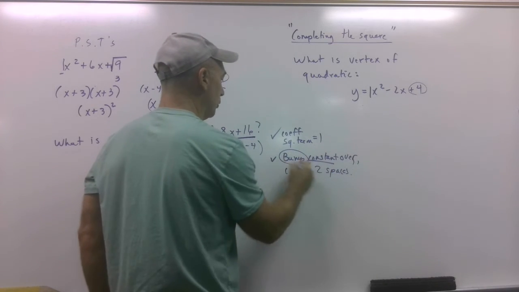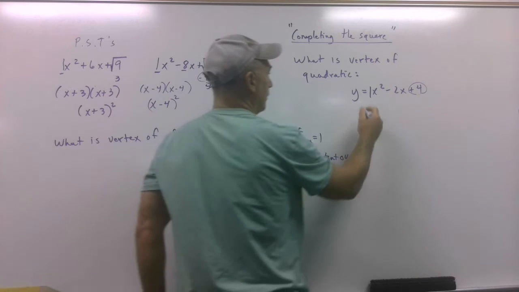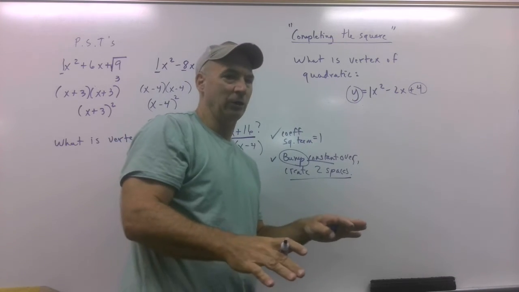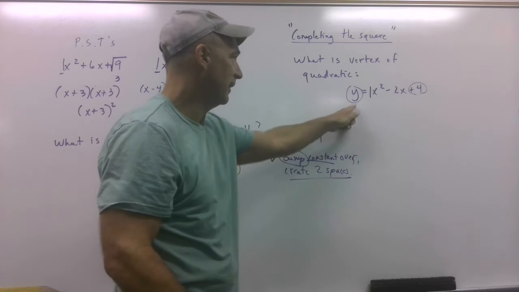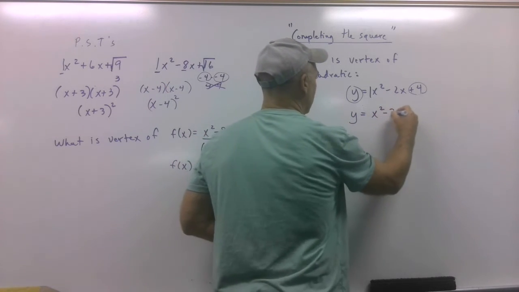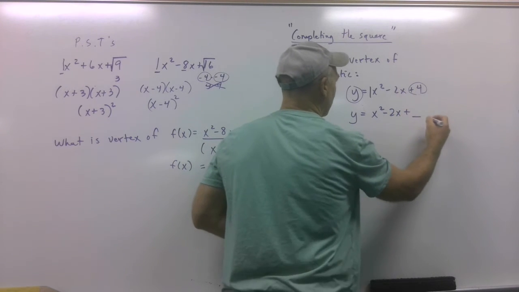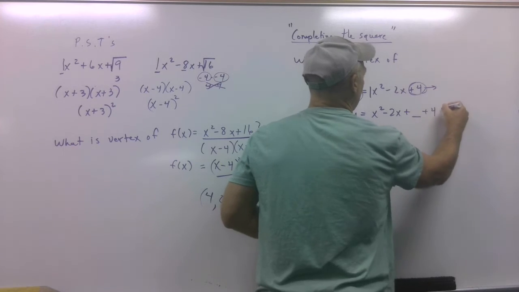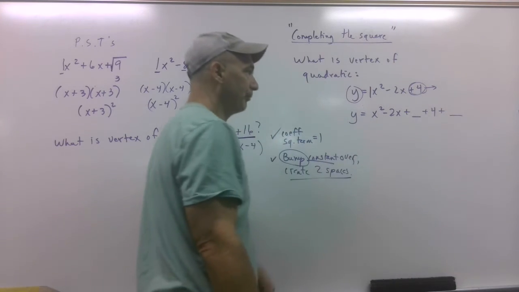What do you mean bump it over and create 2 spaces? So don't mess with this. Remember I said you don't want 2y, you don't want 1/2 y. That thing's sitting good. So y equals x squared minus 2x. Here comes the space. Bumping the 4 over, and then create another space here.